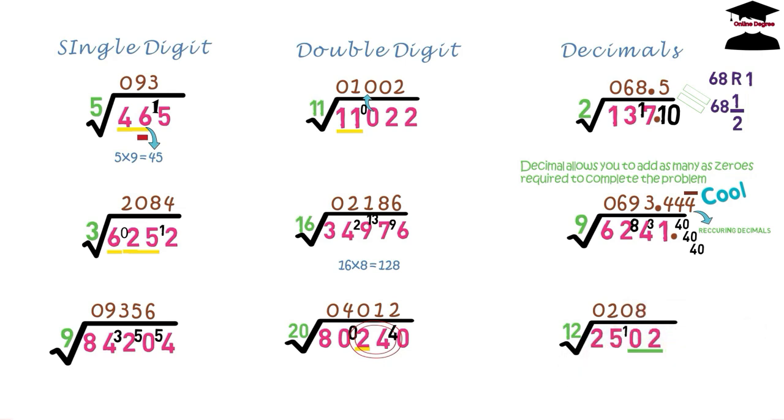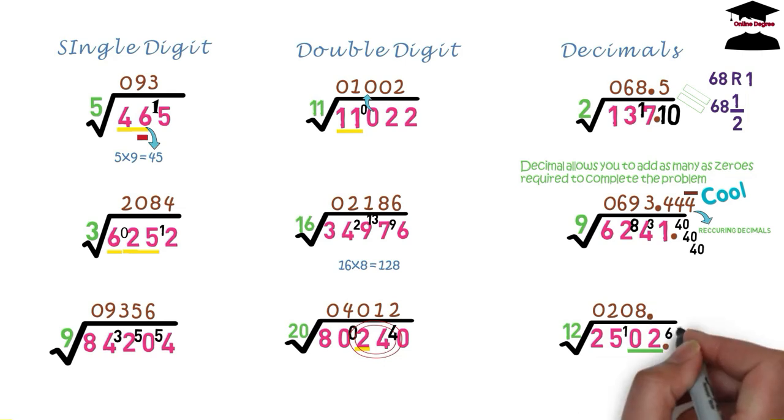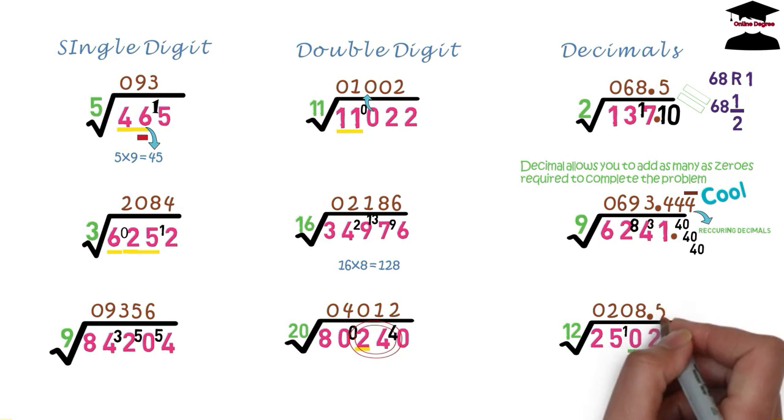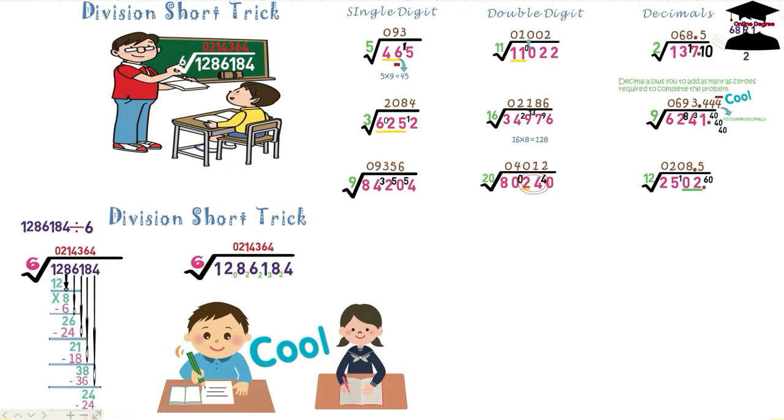Then 12 times 8 is 96. 102 minus 96 will give me the remainder 6. Right? Now I have the 6. Obviously, I need to convert to the decimal. So I'm going to add the decimal at the end of my dividend as well as at the end of my quotient. And then add the 0 with the 6, makes it 60. 12 times 5 is going to be 60 with 0 remainder.